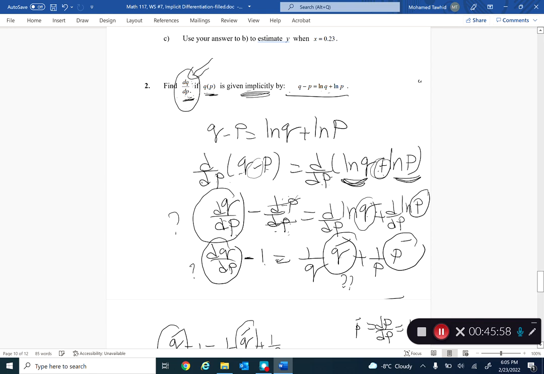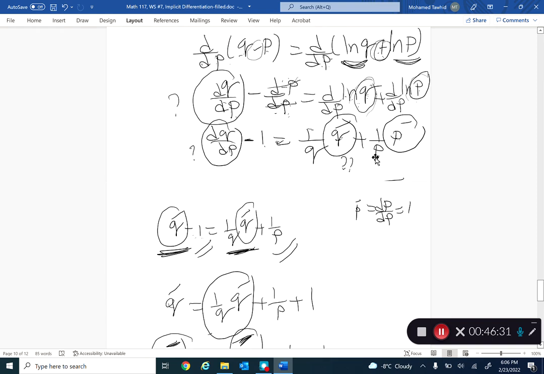Now what do you have on the right hand side? Take the derivative of the first term, then the second term. What is the derivative of ln f? It will be 1 over f multiplied by f prime. What is inside here? Q. And here, what is your f? P. So 1 over p, multiplied by p prime. What is p prime? It is 1. What is q prime? That is what I need to find, which is dq by dp. So I replace p prime by 1, and here you have q prime minus 1.